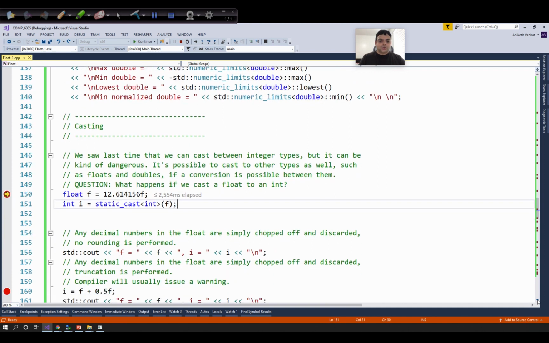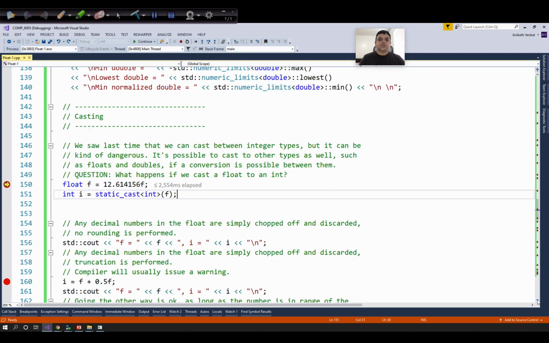Now let's switch to a different topic. We saw previously with integers, we can cast between different types. We can cast from an unsigned int to a signed int. We can cast from an unsigned long to a long, and things like that. Here we will see what happens when we do the casting with floating point numbers. So first let's declare a float f and initialize with value 12.614156. And let's then cast it to an integer and store the result as an int. Now let's look at what will be the value that will be printed when we print f and i. So let's continue the code.